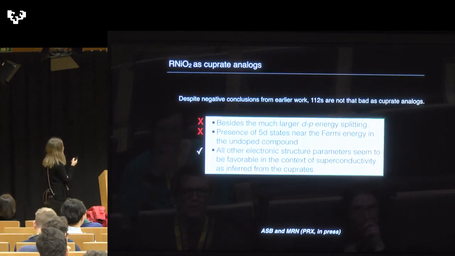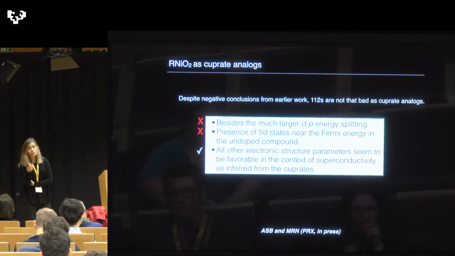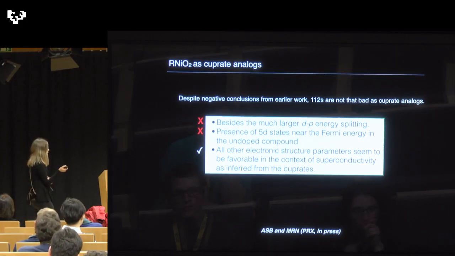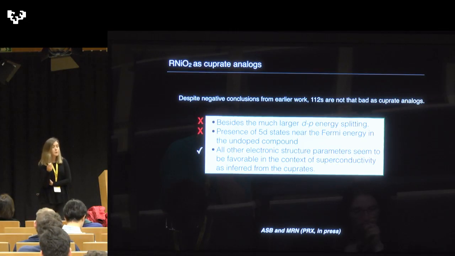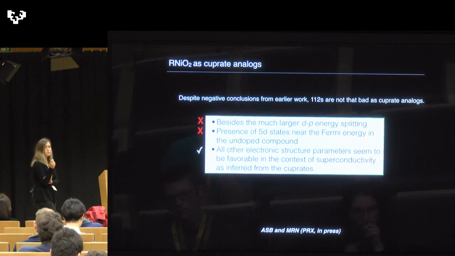So what I think I can tell you at this point, at least about the parent phase, is that in spite of negative conclusions from earlier work, these 112 materials may actually not be as bad as we thought as cuprate analogs. Besides this larger DP energy splitting and the presence of 5d states near the Fermi energy in the parent compounds, all other electronic structure parameters seem to be favorable in the context of superconductivity as inferred from the cuprates.